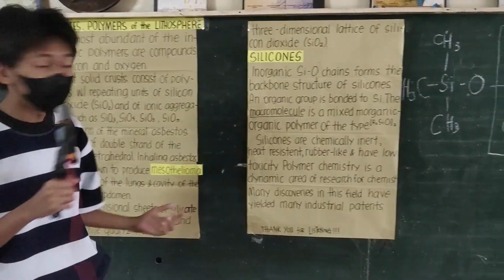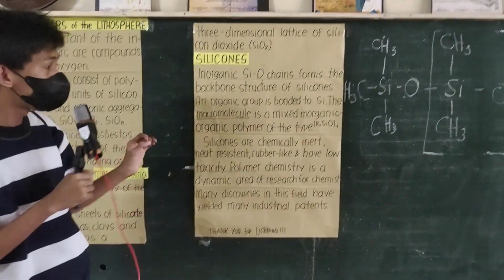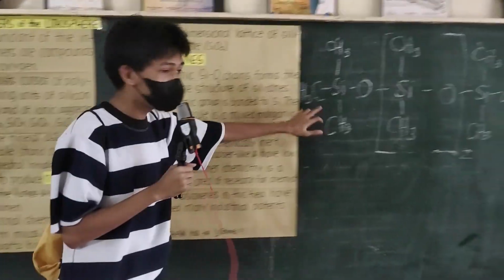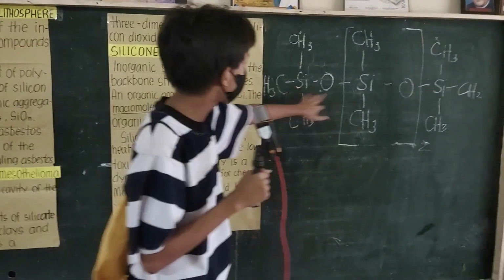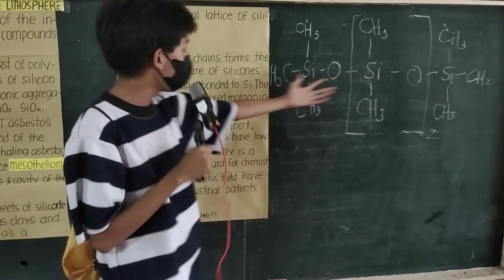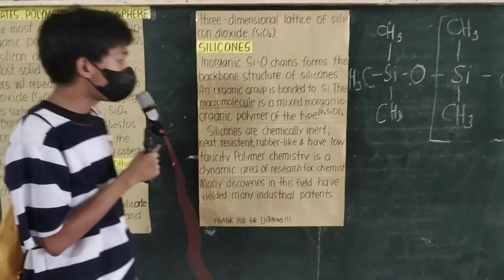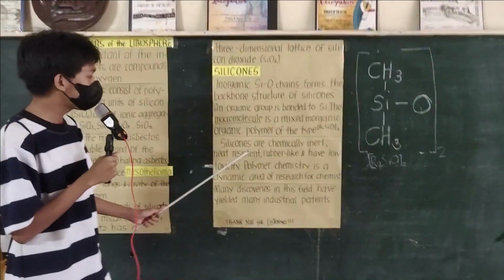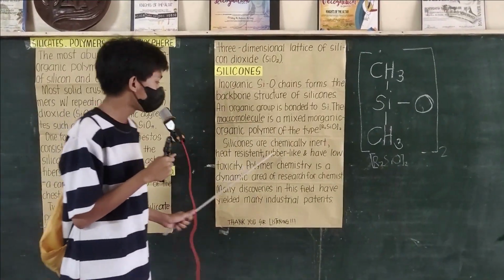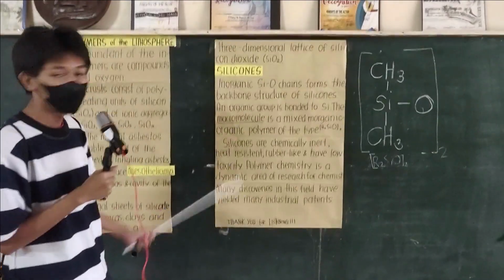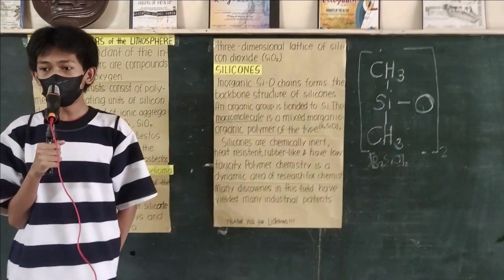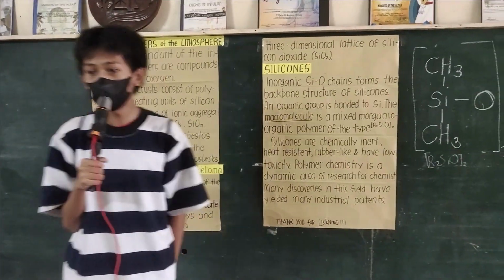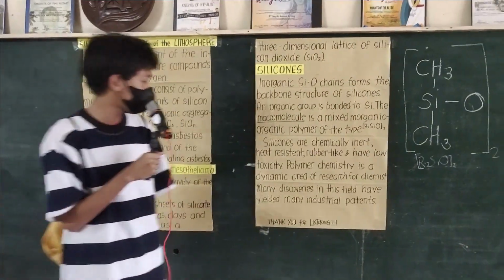Now, silicones are typically linear. That means they only have one backbone. Side groups can be introduced to form crosslinks between chains. This one right here is a crosslinked silicone. And the general formula for silicone is R2SiO. Silicones are chemically inert, heat-resistant, rubber-like, and have low toxicity. These properties make silicone suitable for a wide variety of applications. These include many industrial applications as well as medical uses.